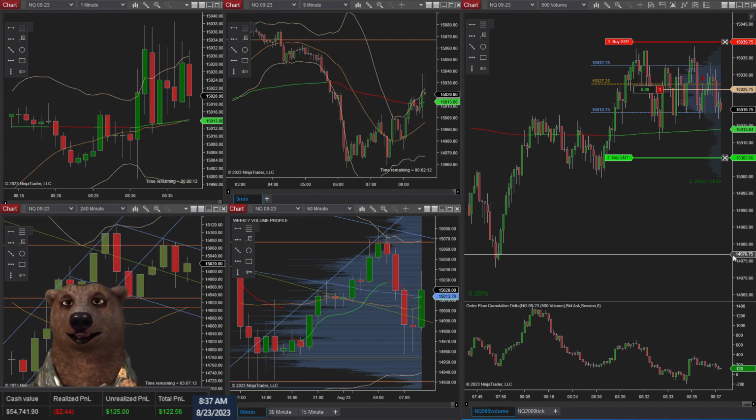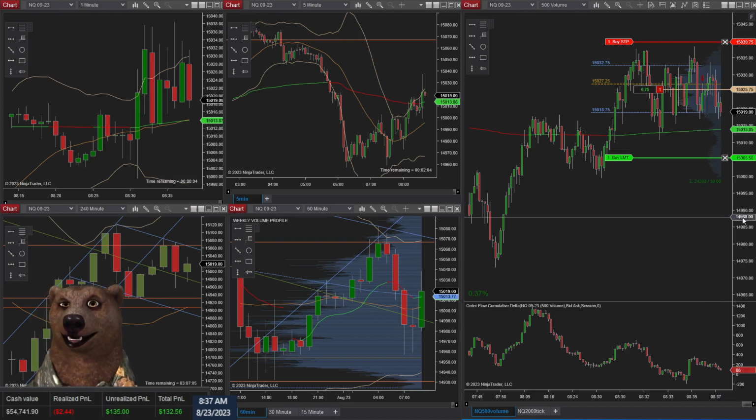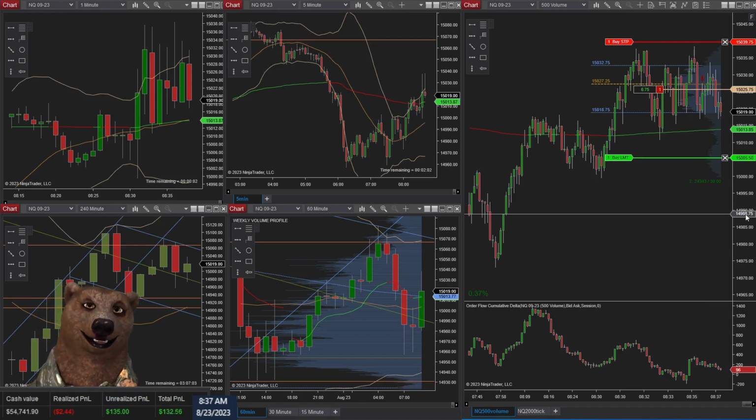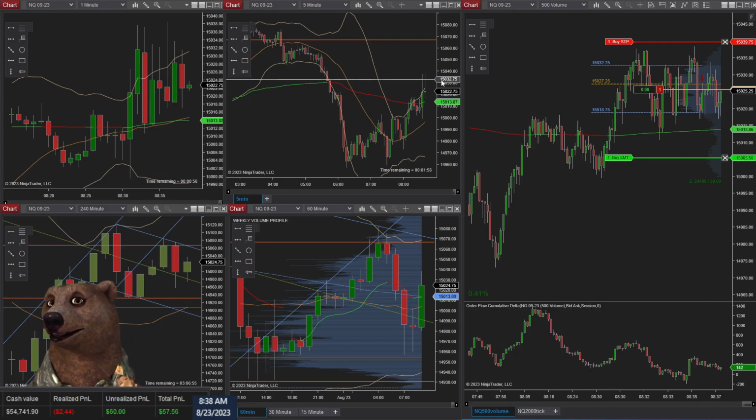Waiting for that VWAP to pop and then some liquidity down here to get grabbed. I've been watching too many ICT videos on YouTube. ICT is blowing up everywhere. ICT, liquidity grabs, fair value things. I don't know. What is this stuff?